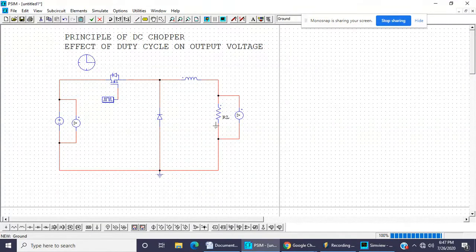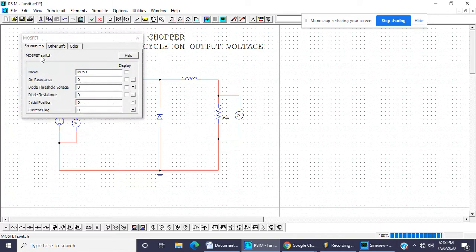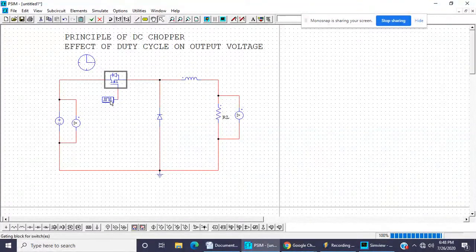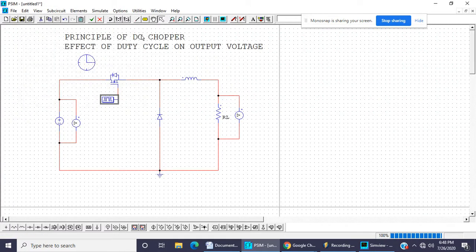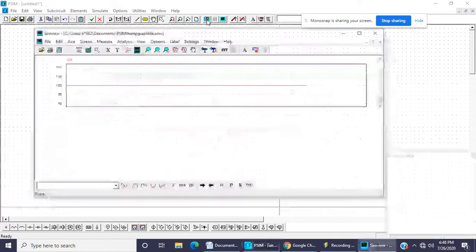Now in order to achieve variable voltage, we have to change firing angle alpha of this device. So this one is MOSFET. So firing angle is changed by this one. So switching point given is 0 and 180. If we place it 360, then this device conducts continuously for complete cycle, means output voltage is equal to input voltage.